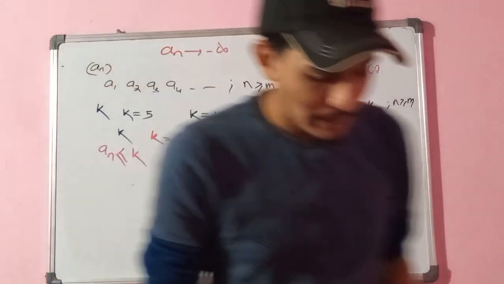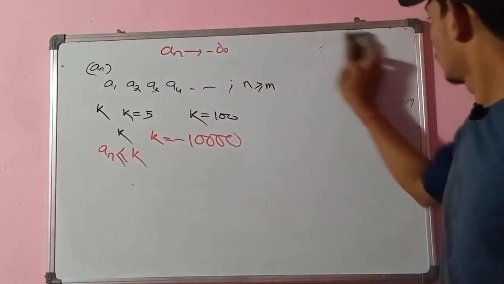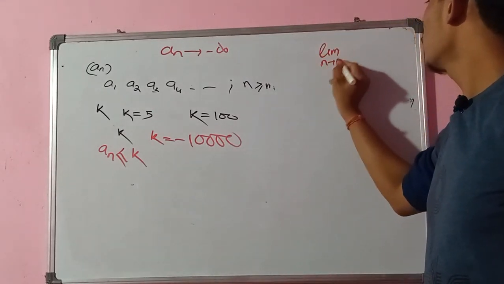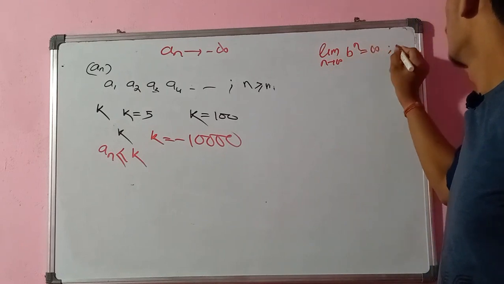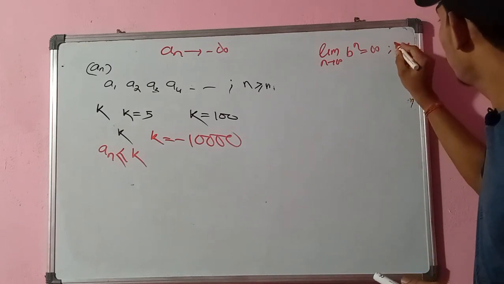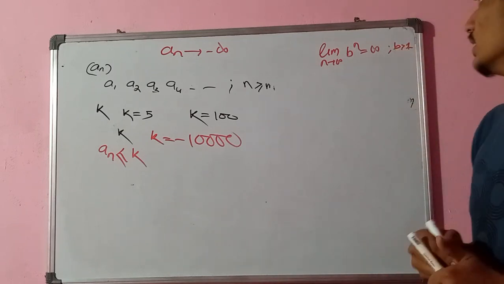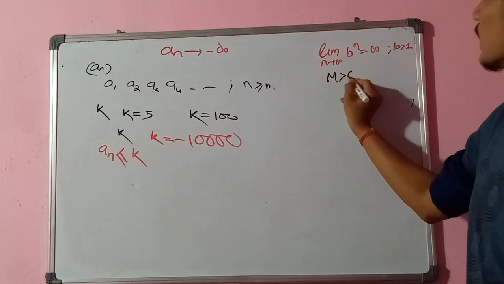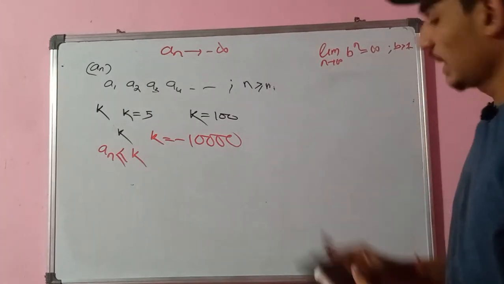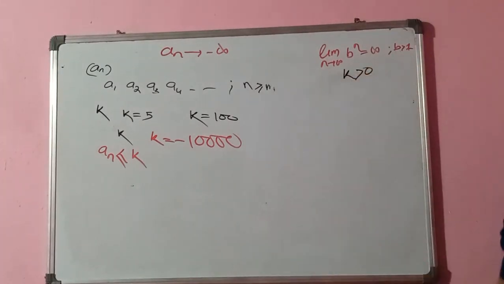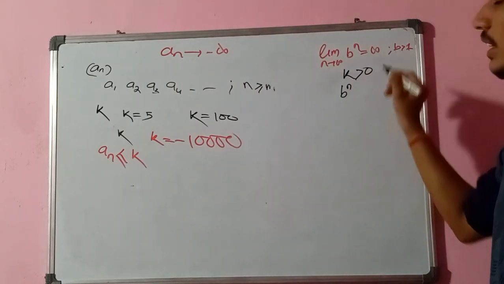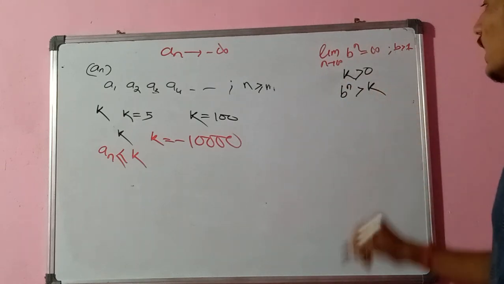So let's solve one example based on this. You have to prove limit n tends to infinity, b to the power n equals infinity for all b greater than 1. So let me assume any k which is greater than 0. What you have to prove is that b to the power n should be greater than k.